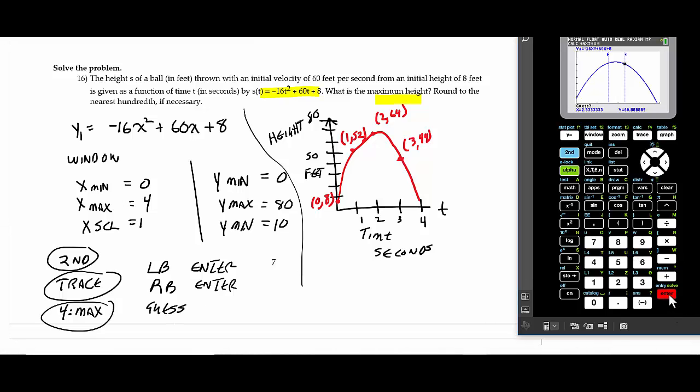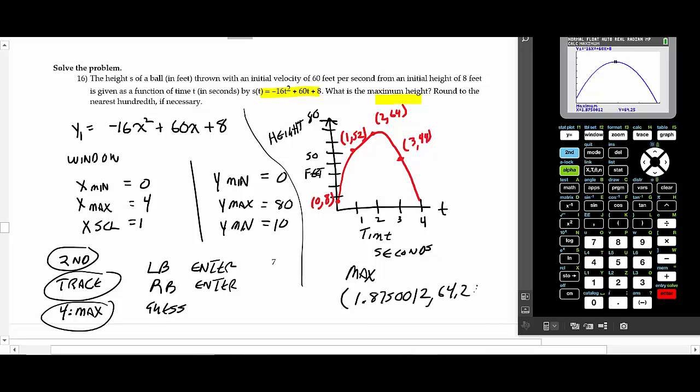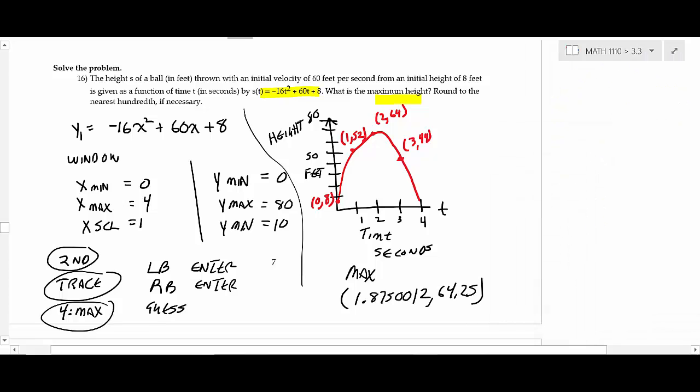You're going to know you're doing this right because it'll be blinking on that maximum, and you can tell that it's at the maximum. So what we would say is that the max is giving us what looks like the point 1.8750012, 64.25. And that's how that goes.